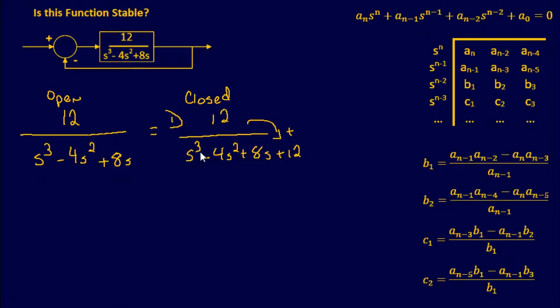Now, we need to determine our characteristic equation based off this equation. Well, like we talked about, the characteristic equation is all it is, your denominator. And since this is already in numerical order, all we have to do is plug that in, and that's your characteristic equation. So, in other words, I'll write it up here, that way I have room. Your characteristic equation comes out to be s cubed minus 4s squared plus 8s plus 12. And that's all it is.